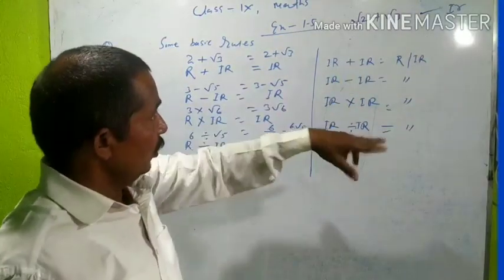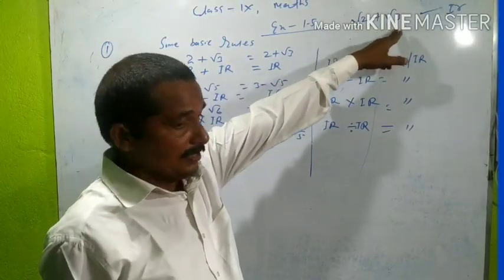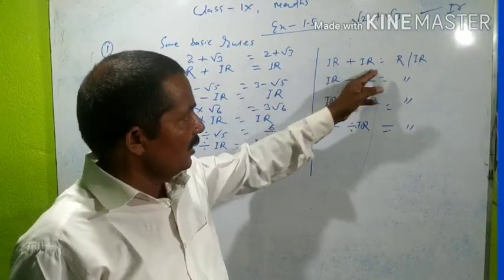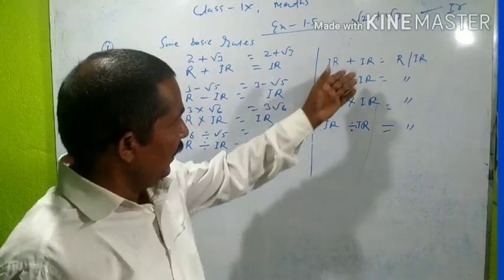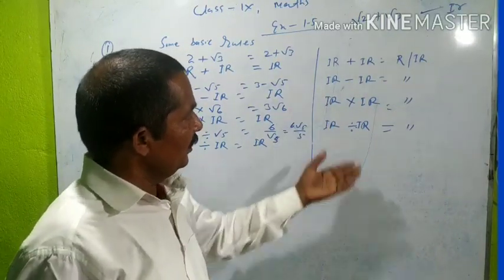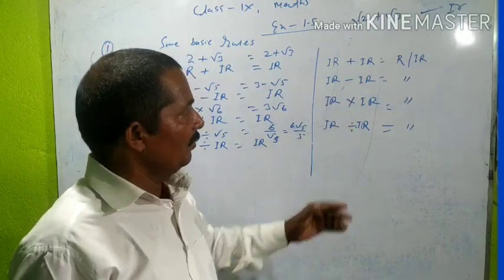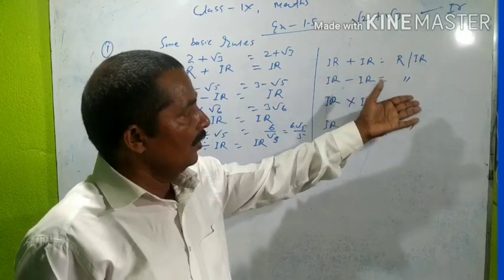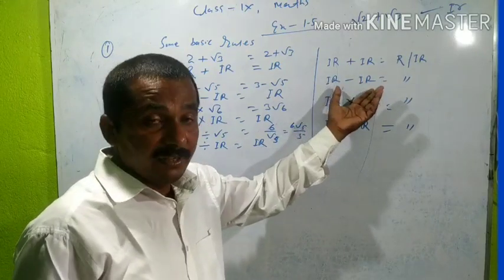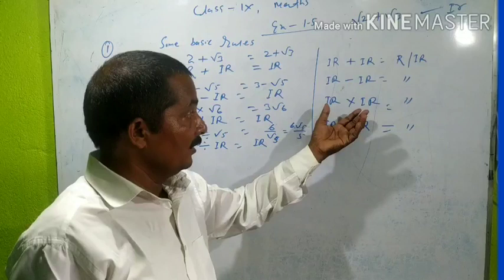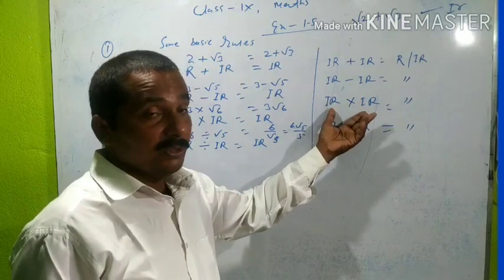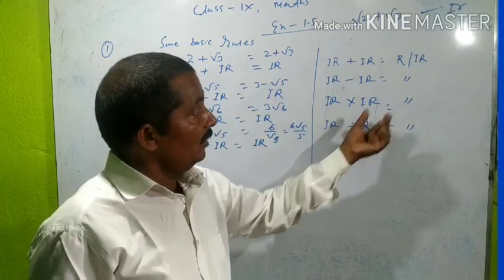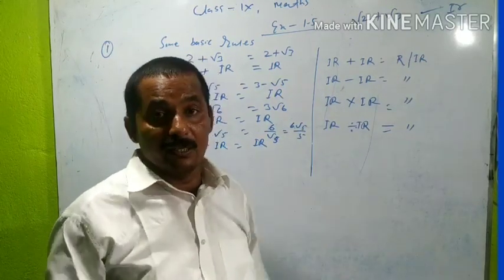As I taught, irrational plus irrational, the sum is irrational. And sometimes irrational plus irrational may be rational also. I think this type of thing will be possible in these cases also, may be rational or irrational. After getting the difference between two irrationals, the product of two irrationals, or the quotient of dividing two irrationals, it may be rational or irrational. You will keep that in mind.